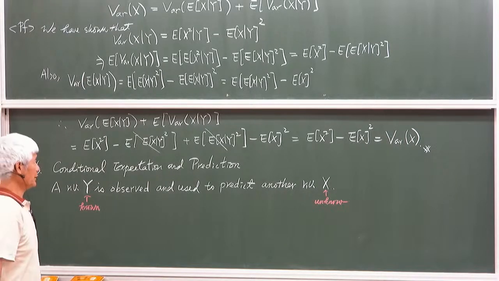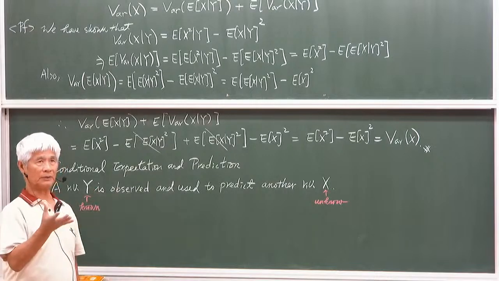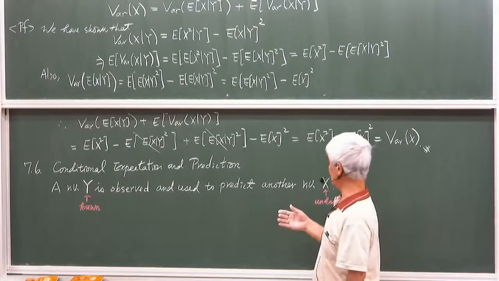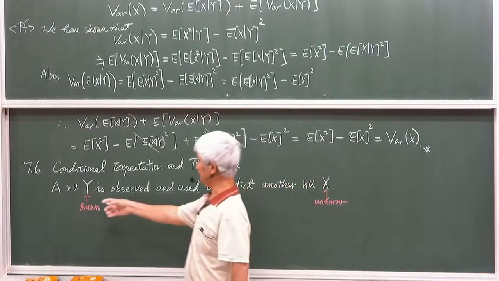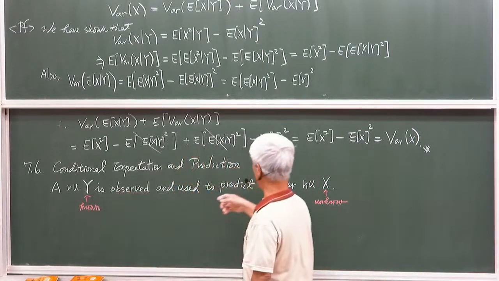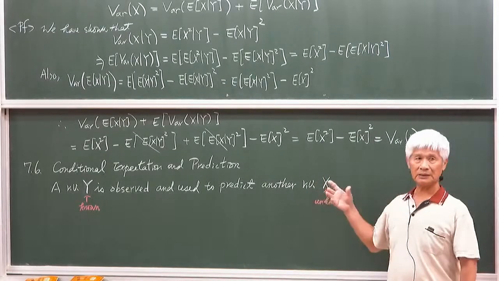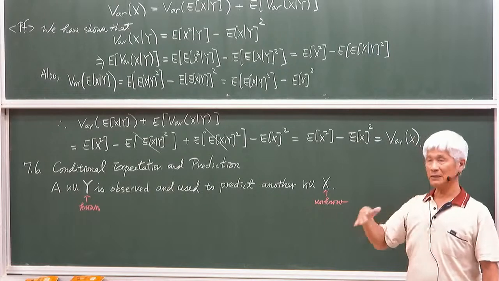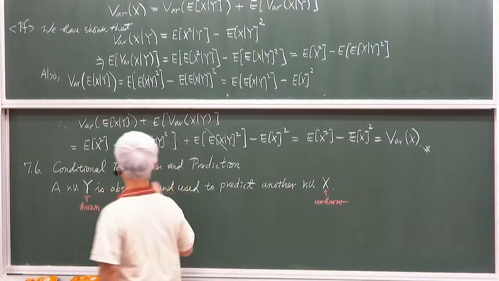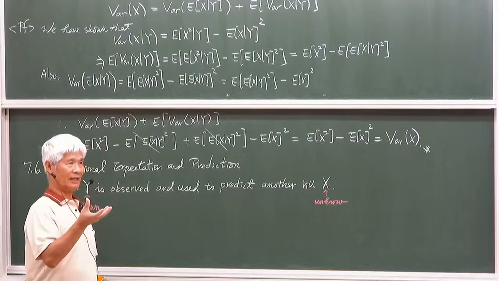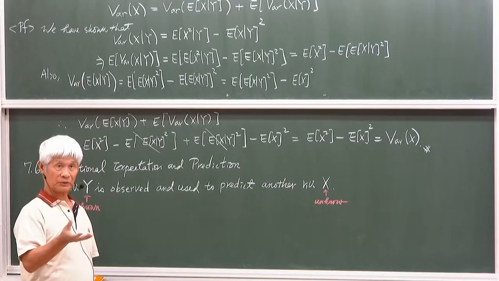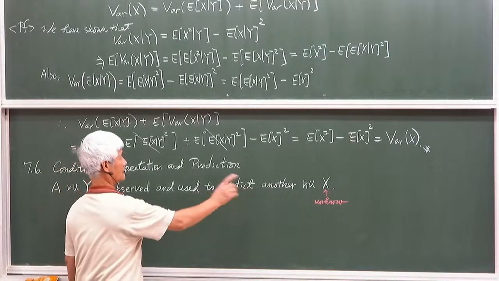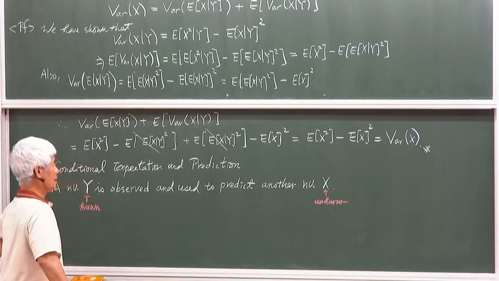And we know that a random variable is a function of the outcome, right? So a different outcome gives you a different observed value, and we use the observed value to predict the unknown value X of omega. They are random variables because their values depend on the outcome of your random experiment.